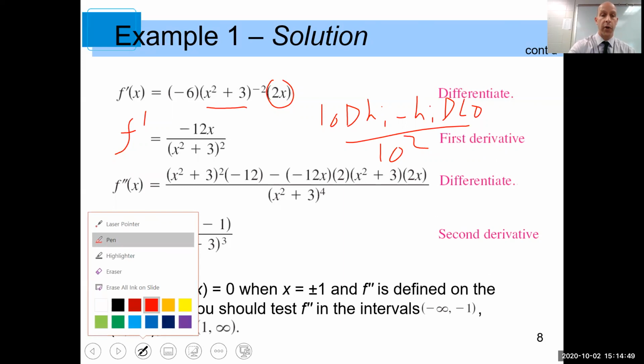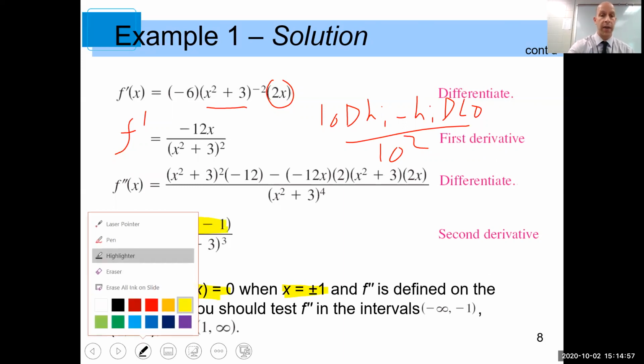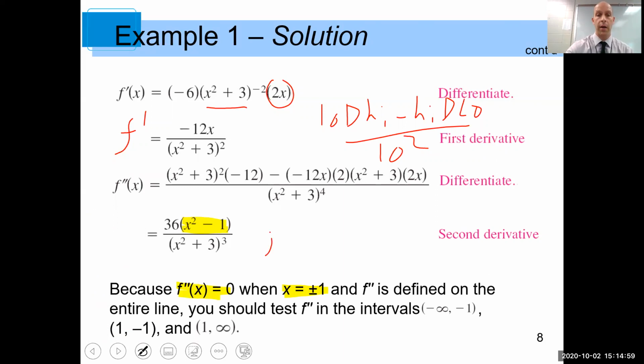Because f double prime is equal to 0 when x is equal to plus or minus 1, which hopefully you can see that. In fact, let me go ahead and just write that down. Let's do that in a pen. So f double prime, when does that equal 0? Well, when x is equal to plus or minus 1.